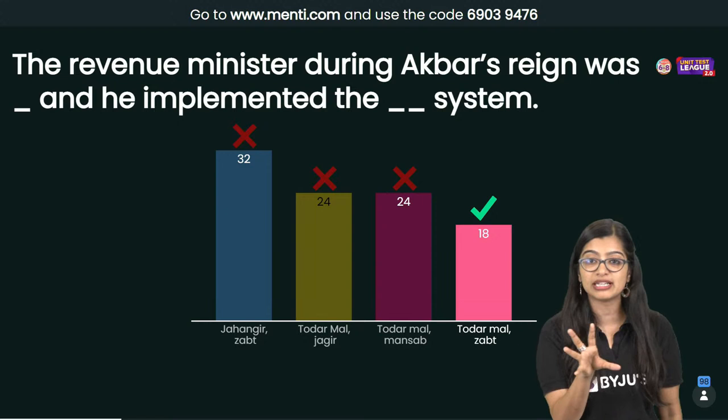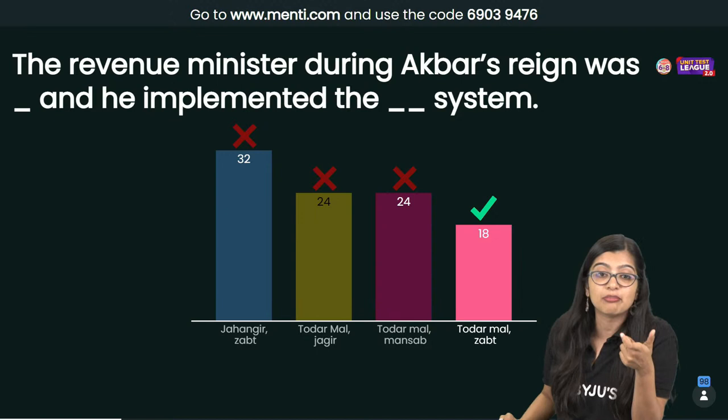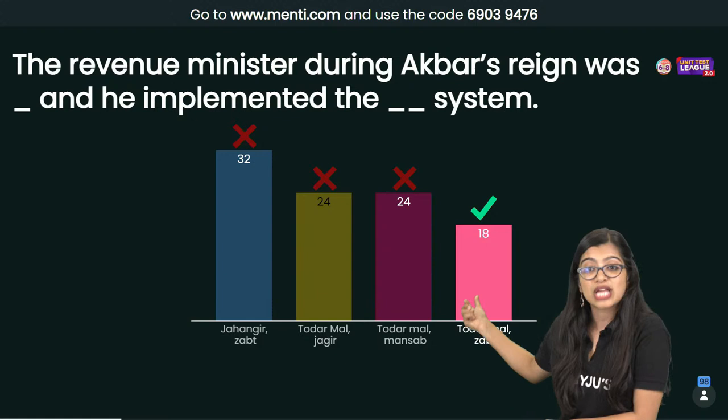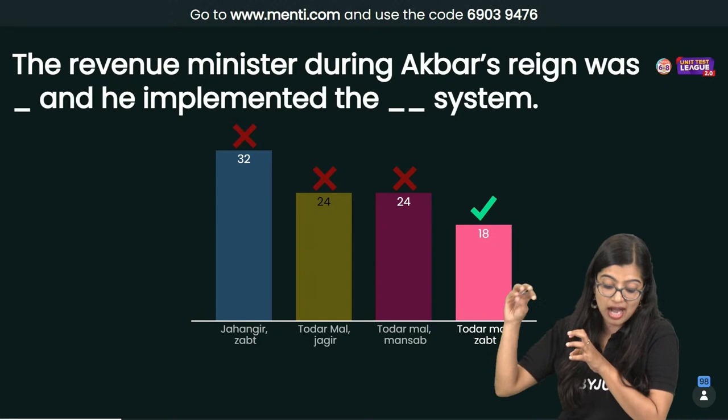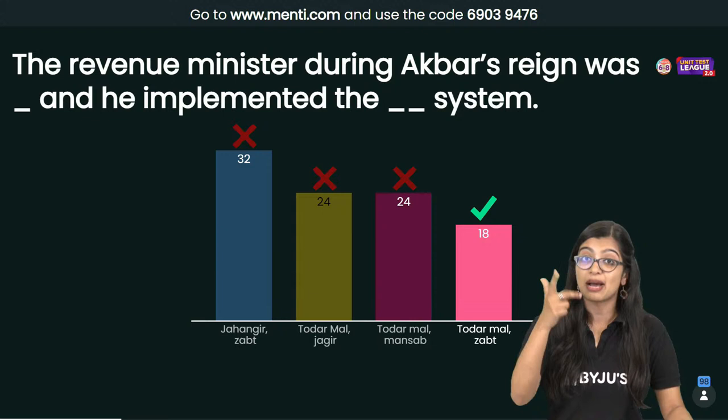Now, at the same time, Todarmal is the answer. Now, the thing is, what is the system he implemented known as, right? It's called the Zapt system, yes? That is why the system that he implemented was Zapt. Not Mansab, because Mansab, Jagir, all this was with respect to the administration, right? So Zapt is very, very important, okay? Remember this, they will ask you in your exam. Zapt, Zamindari system, they'll ask you to elaborate on all of this in history. You will get long answers.